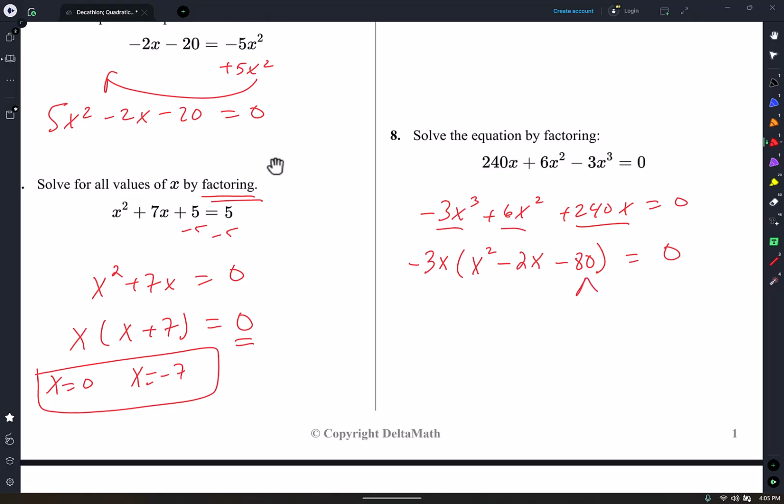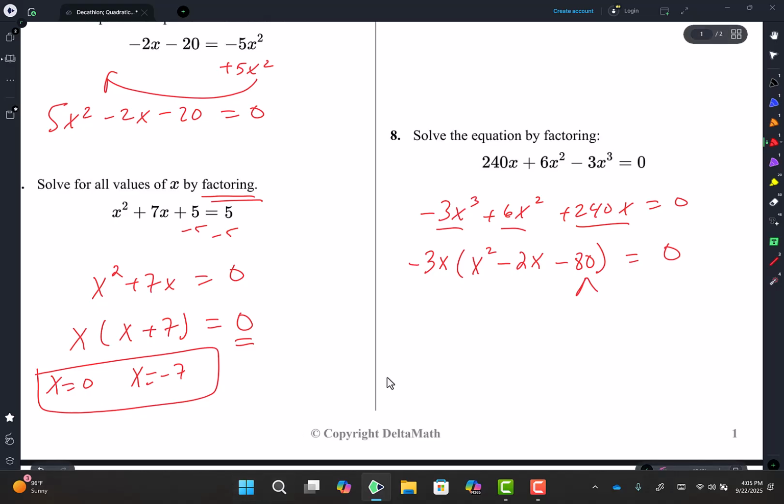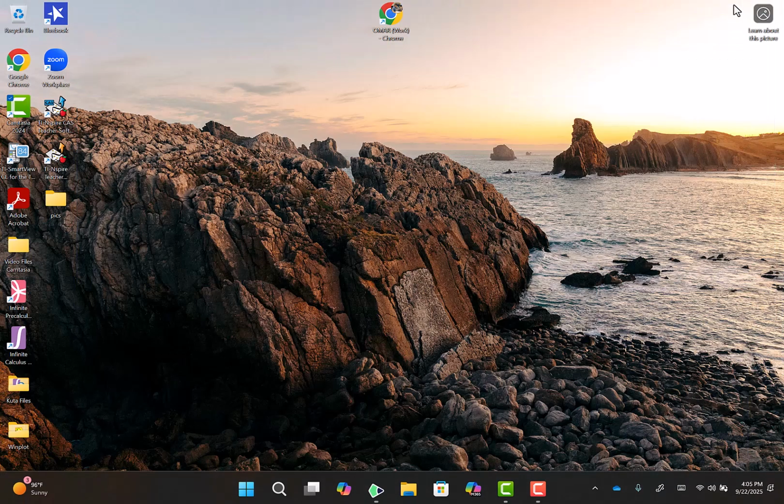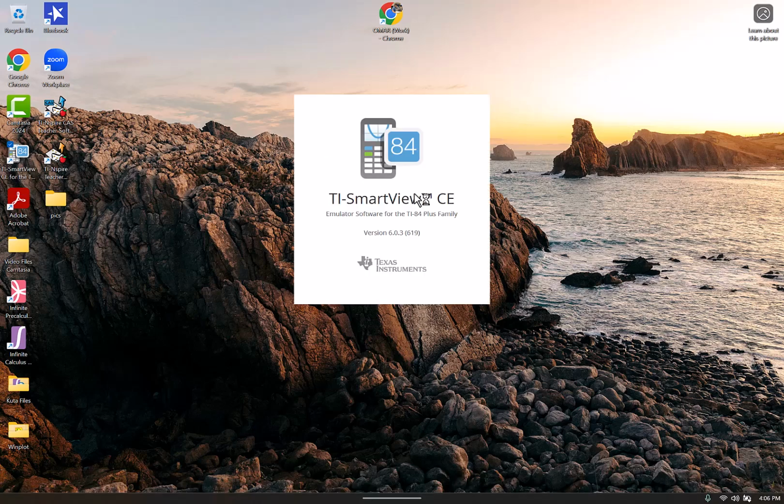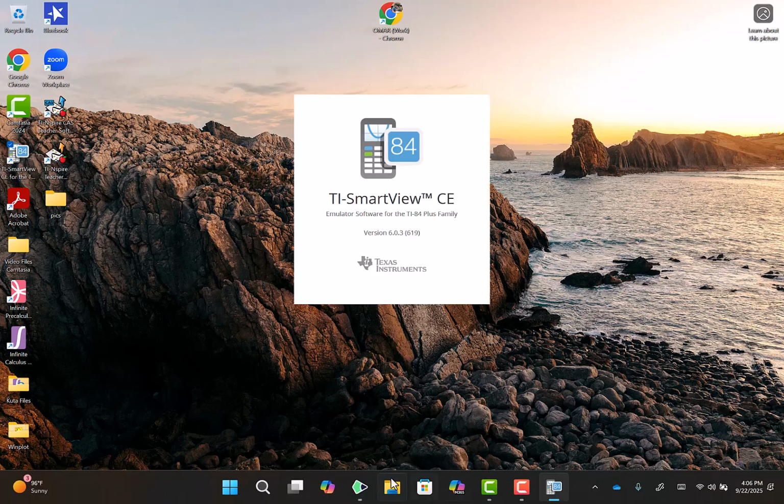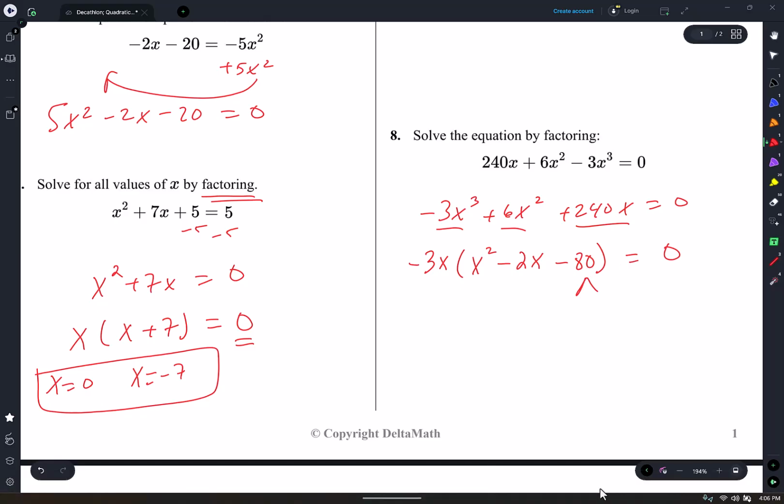All right, then we ask ourselves this. What two numbers, when I multiply, will give me negative 80, but add up to a negative 2? I don't know. All right, let me show you a hack. I'm going to show the hack anyways, so you probably know it already. Here's a hack, guys. If you have a calculator, and I know they want us to do it by factoring, so here's your hack.